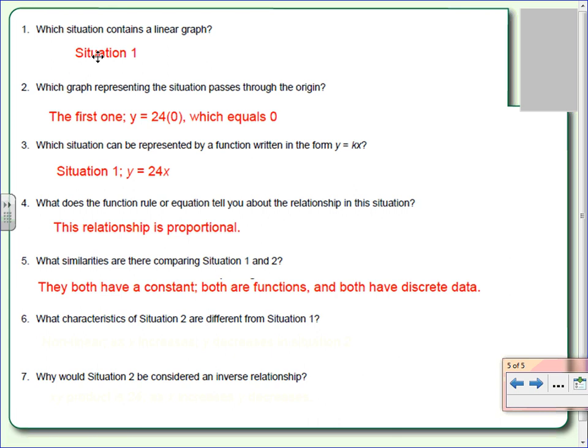Now let's talk about what was different. What did you notice different about these? Situation 2 was decreasing. Okay, very good. One is increasing, the other is decreasing. What else? You're multiplying 24 in situation 1 and dividing in situation 2. All right, good. One is multiplying, the other is dividing. Very nice. So we have one that increases, the other that decreases. You'll notice that one of them looks like a line, the other one looks like a curve, right? So one of them is linear, the other is not. That would be another characteristic that's different.